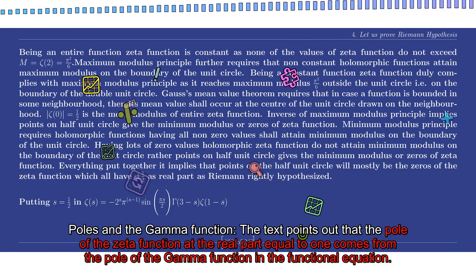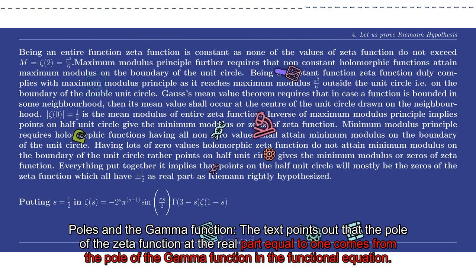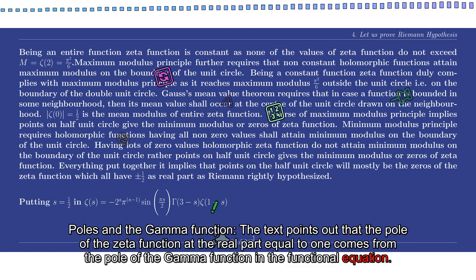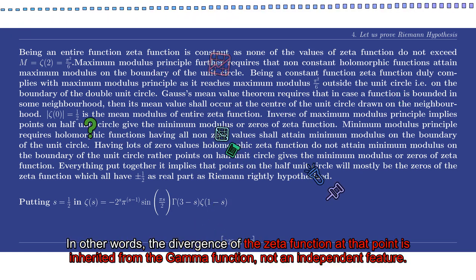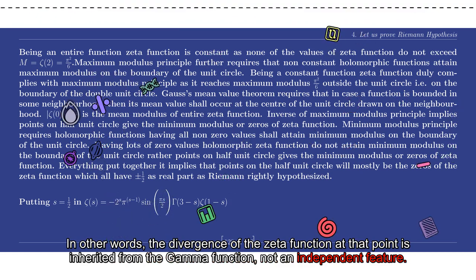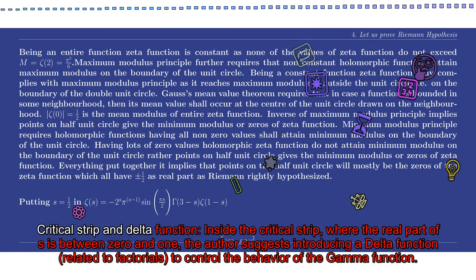The text points out that the pole of the zeta function at real part equal to 1 comes from the pole of the gamma function in the functional equation. In other words, the divergence of the zeta function at that point is inherited from the gamma function, not an independent feature. Critical strip and delta function.